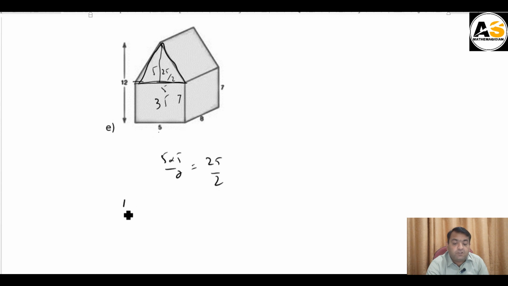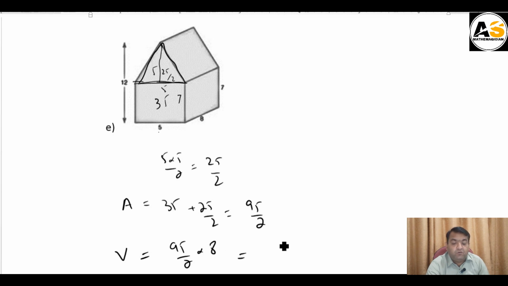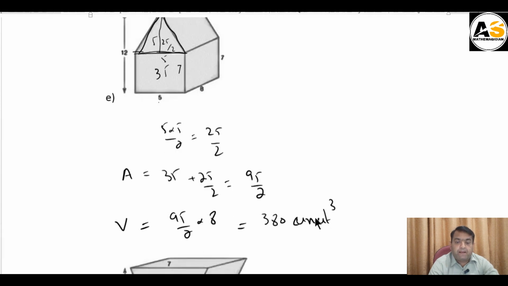Area of cross section is 35 plus 25 over 2, which will make 95 over 2 centimeter square. And this length is 8. So its volume will be 95 over 2 multiplied by 8, which will be 95 into 4, which will be 380 centimeter or unit cube, whatever is the unit of these lengths. I hope this is clear.